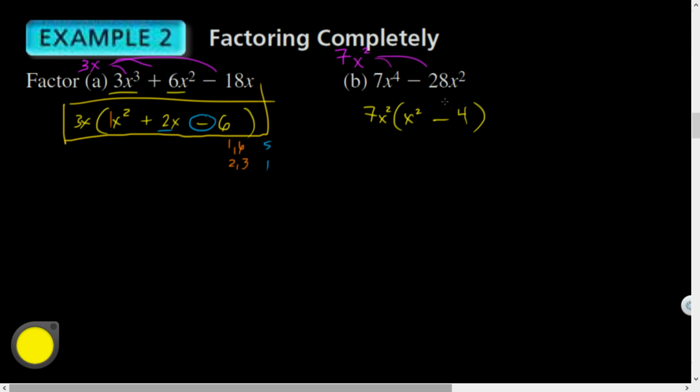Now, I don't yet know whether the inside of this can be factored further, but hey, wait a minute. This is a perfect square. Is 4 a perfect square? And they're being subtracted. Aha. So that means A would have equaled x. What would B have been? 2, right? Because 2 squared is 4. And the pattern I'm using is a squared minus b squared is equal to a plus b times a minus b.